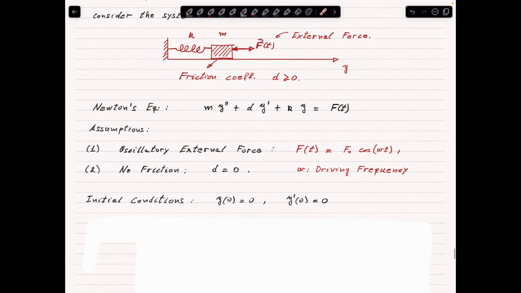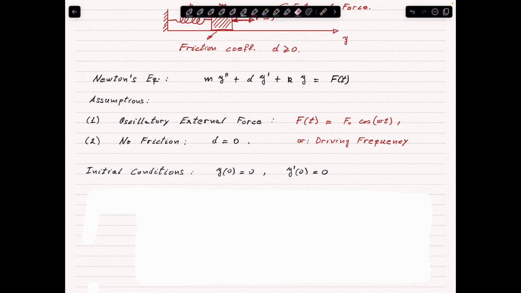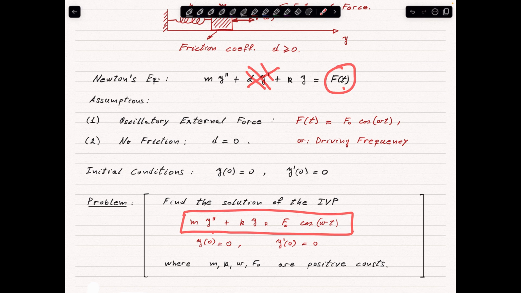So with all that, we can write down the problem we want to solve, at least the first version of the problem. We know that there is a unique solution. Find the solution to the following initial value problem, which is the differential equation above. Now we already introduce the assumption that we don't have friction, because that term is not there anymore, and we already introduced the fact that this force is going to be an oscillatory force. It is right there, and we want to study the effects of that force.